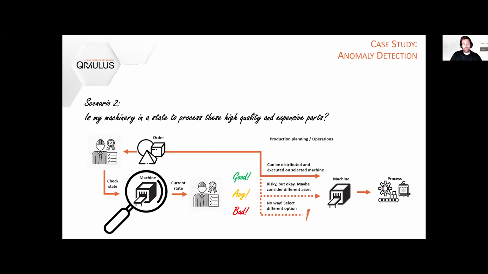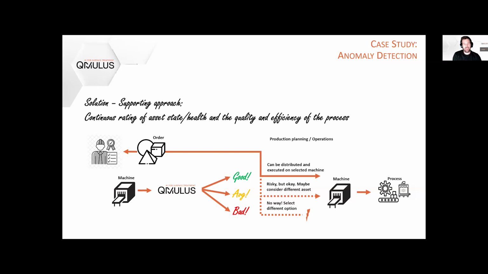And how can QMULUS help here? So what if I say that QMULUS is providing you continuously with this information? It's giving you the information if the machine is in a good, average, or bad state. You can see that by browsing the dashboards. Now you can just click on the different dashboards and investigate different aspects.